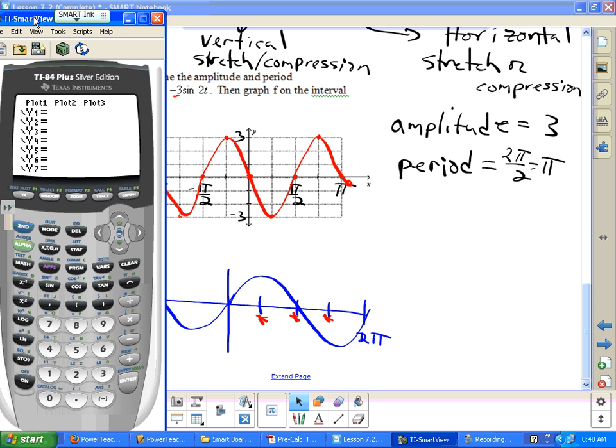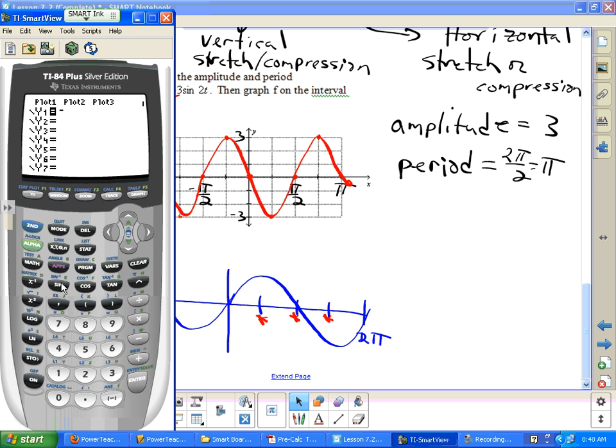So what do we graph? Negative 3 sine of 2x, from negative pi to pi. All right, there's our graph. Now if I hit trace, we have 0, 0. We're good there. If I hit pi, there we are, 0.